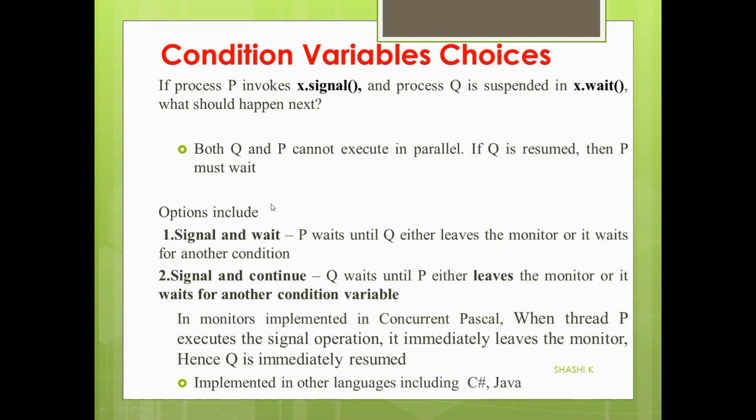So there are two options here. One is signal and wait. Signal and wait means P will allow Q to come inside the monitor, and P will wait until Q leaves the monitor or Q starts waiting for some other condition variable. The other option is signal and continue. Signal and continue means that P has issued X dot signal of, but Q will not enter the monitor until P leaves the monitor or P starts waiting for some other condition variable. So in the first option P will wait, and in the second option Q will wait.